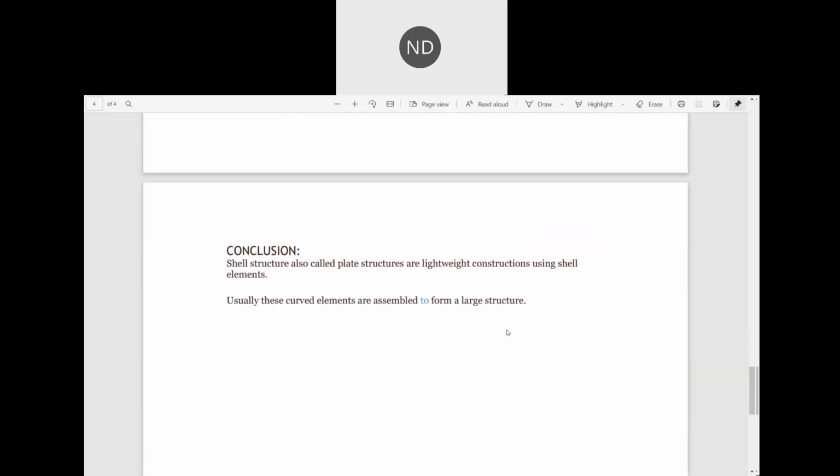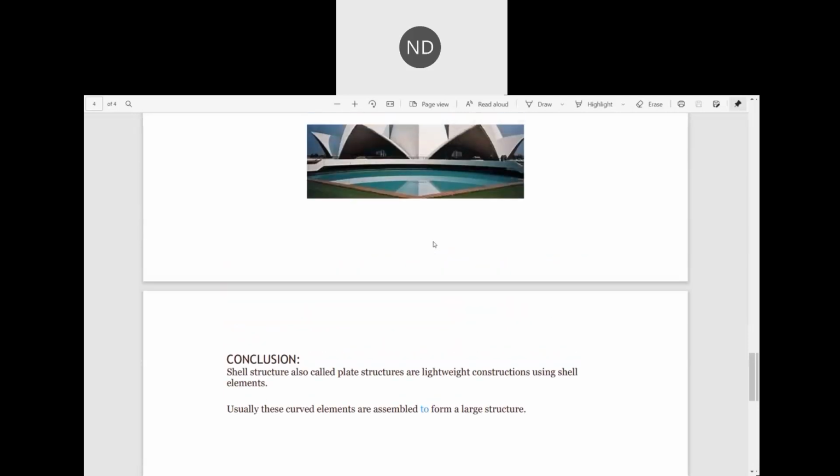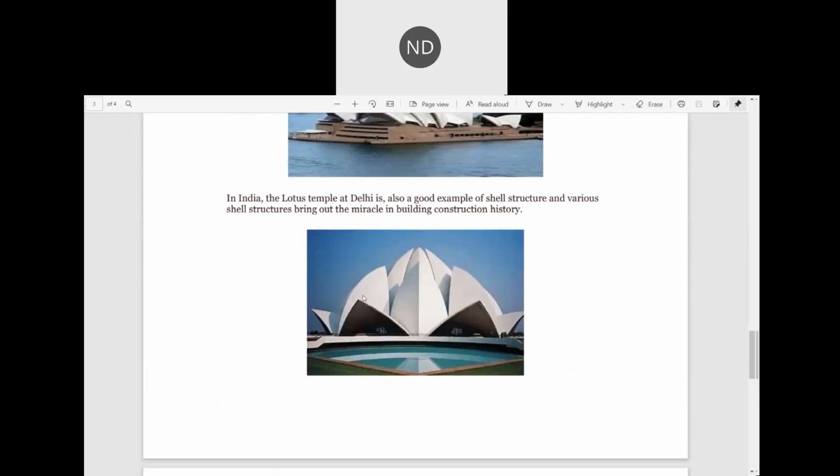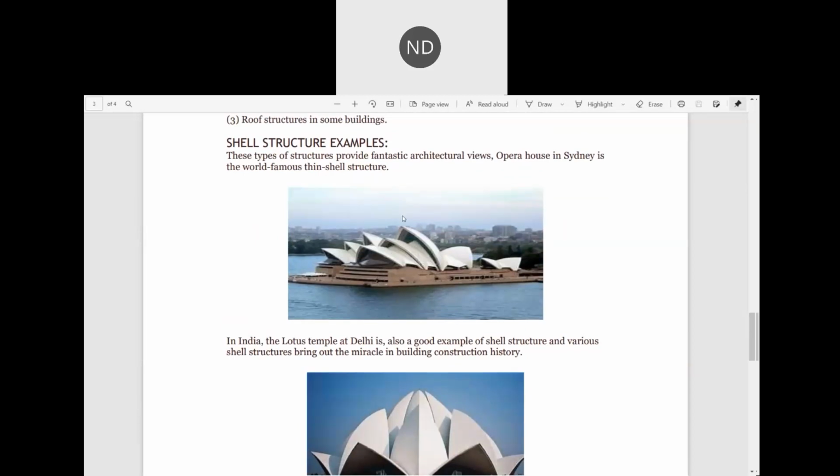So this was your shell structure. The conclusion is: a shell structure, also called a plate structure, is a lightweight construction using shell elements. Usually these curved elements are assembled to form a large structure. This is one shell, this is a shell, this is a shell. By combining these different shells, the Lotus Temple is formed. Joining different shells, we have one beautiful structure. This one is also the Sydney one.